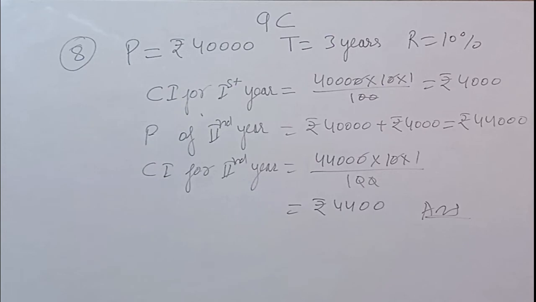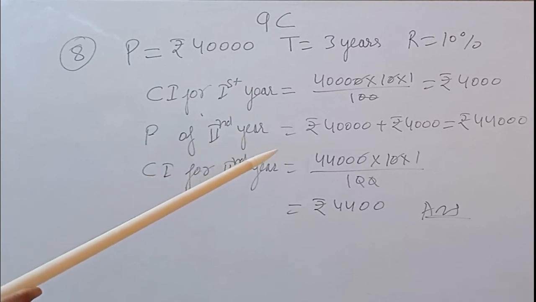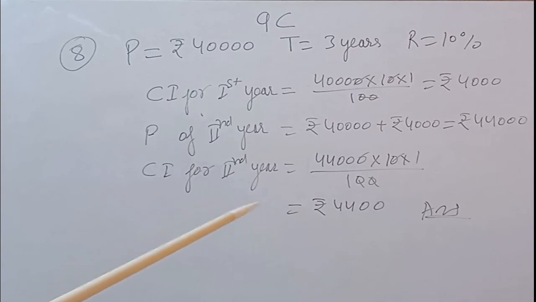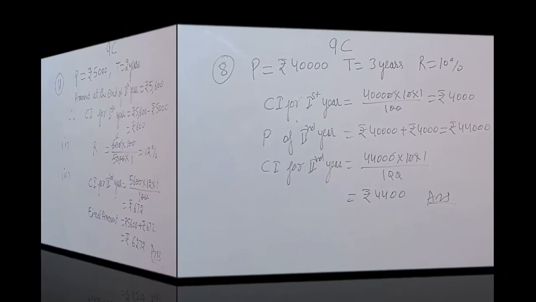So CI for the first year equal to 40,000 into 10 into 1 upon 100, that is rupees 4,000. So principal for the second year will be the principal of the first year plus the interest of the first year, that is 4,000, and that will give you 44,000. Now CI for the second year will be the principal for the second year, that is 44,000 into 10 into 1 upon 100. Zero and zero cancel, 1 from the 10 and 1 from the 44,000, and you will get rupees 4,400. So in that manner you can do question number 8.